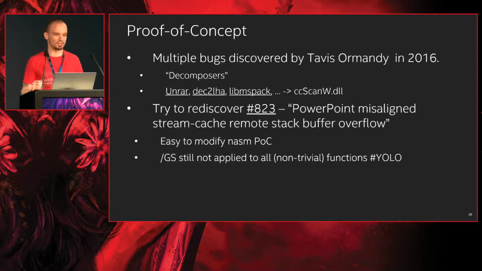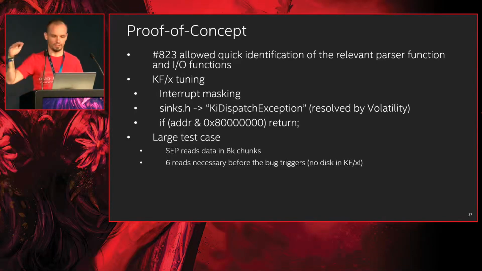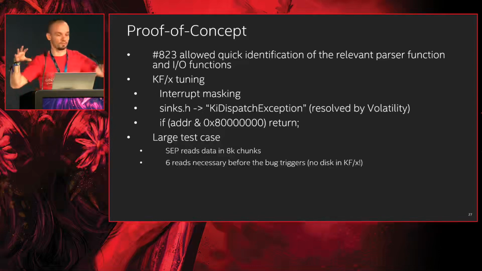I chose the one with the ID 823, which is a PowerPoint misaligned stream cache remote stack buffer overflow. It is a really nice assembly port that was easily modifiable, and the description of the bug also led me really easily to those parts which are vulnerable and those parts which accept input from the user from the disk.